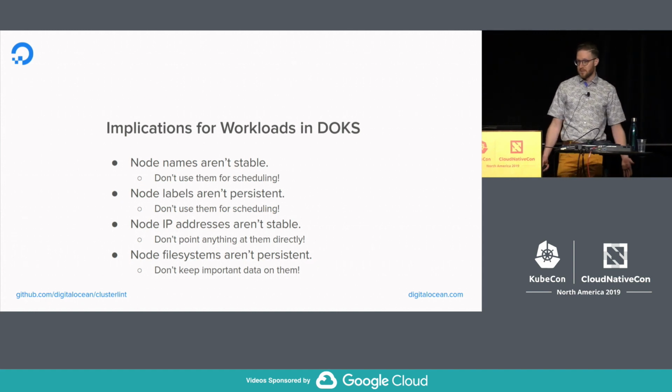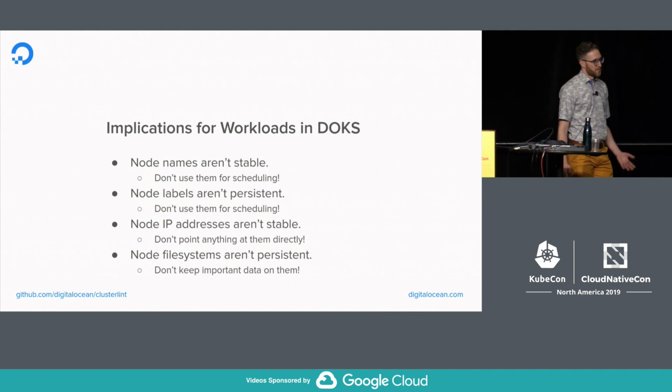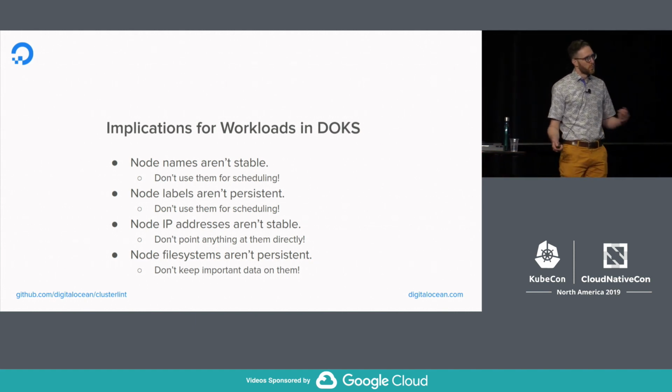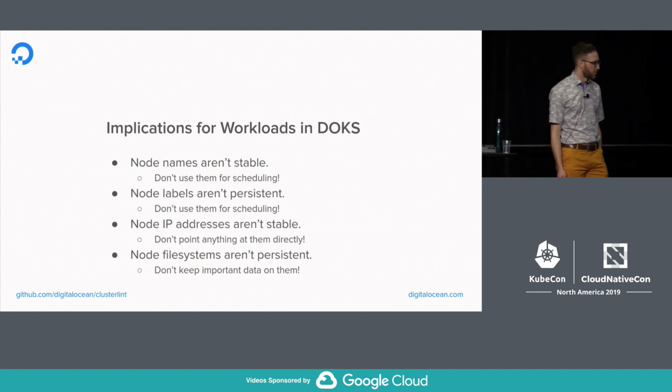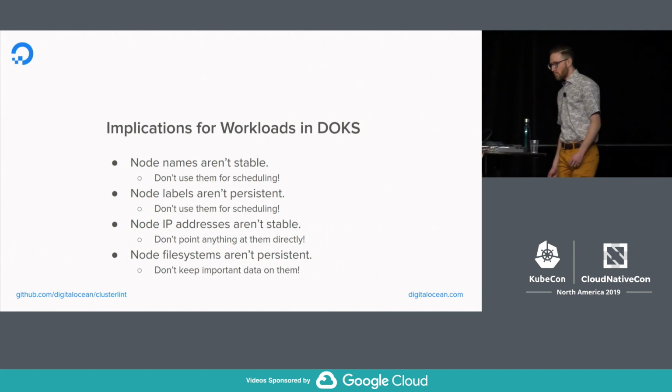Same with any custom labels that you set. We don't persist those. So if you're using labels to schedule workloads onto a specific set of nodes, you're going to have problems after an upgrade. We do provide a node pool concept with a label, so you can schedule workloads to a specific set of nodes or a specific node, but you just can't use your own custom labels for that at this point.